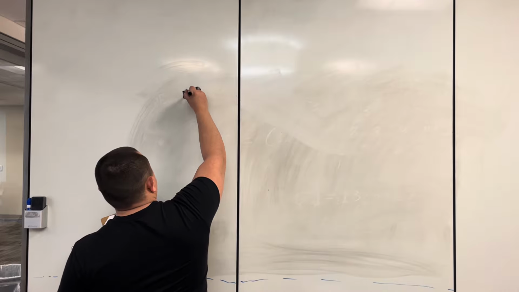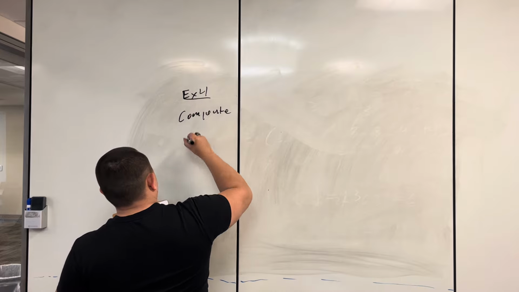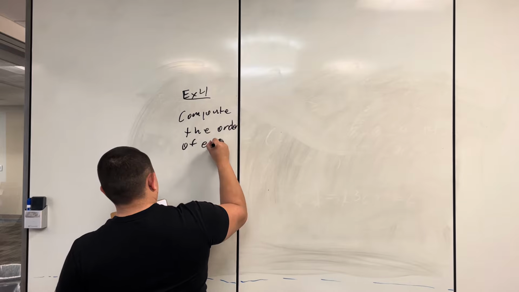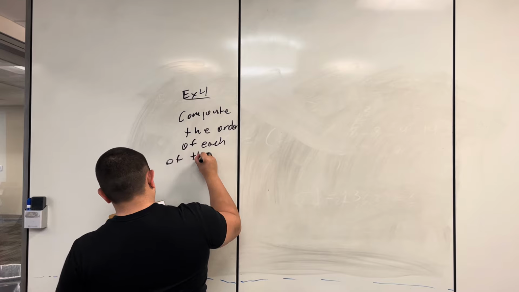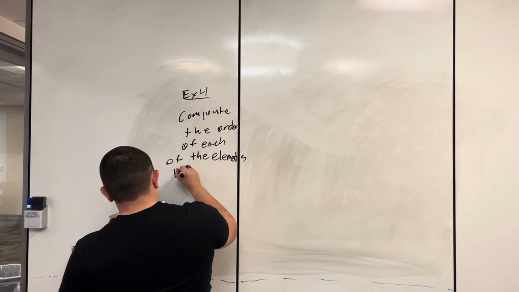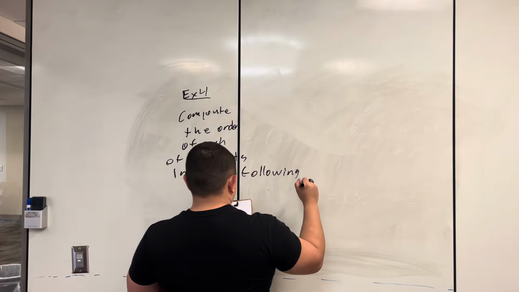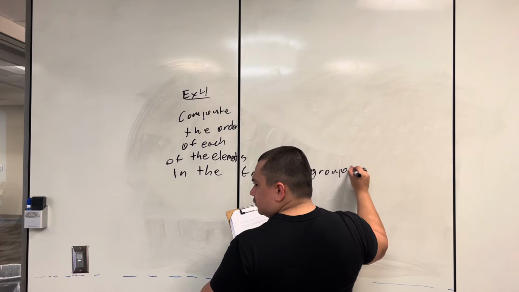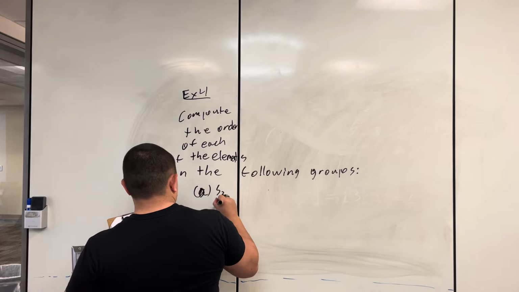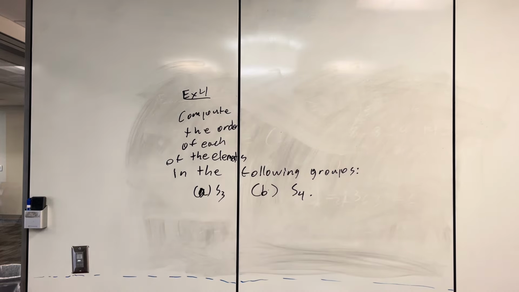So exercise 4 gets a little bit more interesting. We're asked to compute the order of each of the elements in the following groups, which are S sub 3 and S sub 4, those symmetric groups.